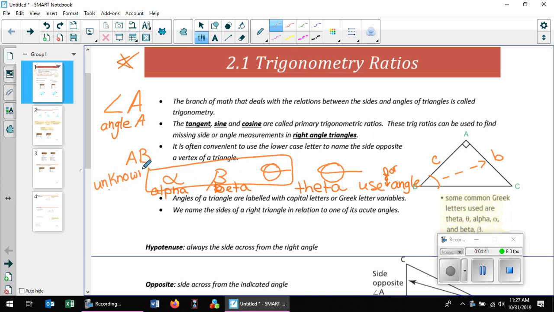Could you use X? Could you use A? Absolutely. But it's common in trigonometry that we use Greek letters for the unknown angles, just so when you see them, you're not surprised by them, and you know the names of them. So theta, beta, alpha. And if you want the rest of the Greek alphabet, it's up above.